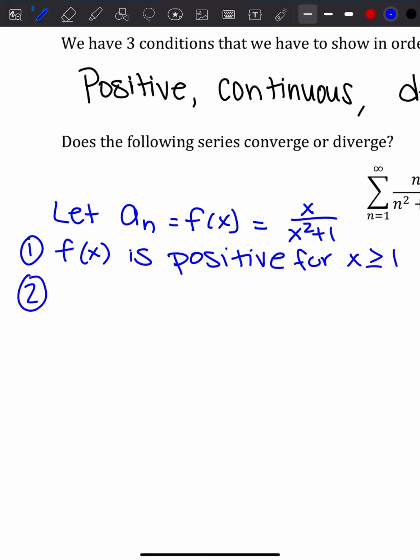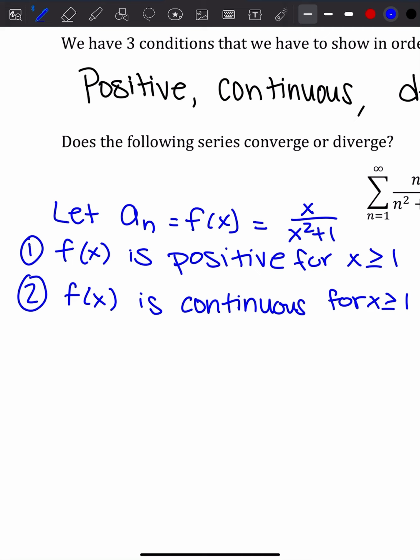Okay, continuous. It would be discontinuous if the denominator would equal 0. If we look here, this would give us 0 is equal to x squared plus 1. x squared plus 1 is never going to equal 0. It's always going to be a little bit more than 0. So f of x is also continuous for x greater than or equal to 1.